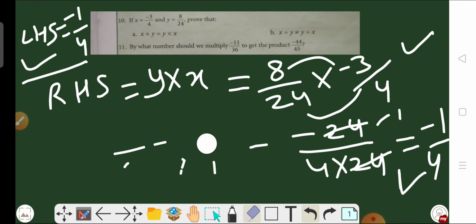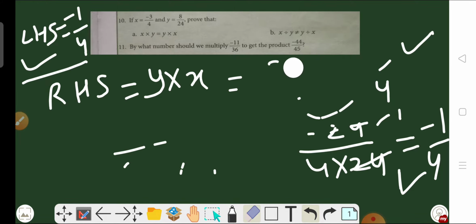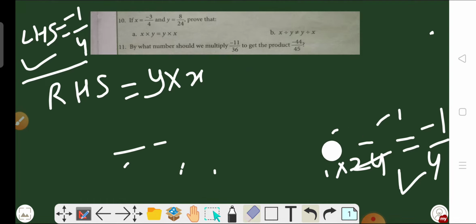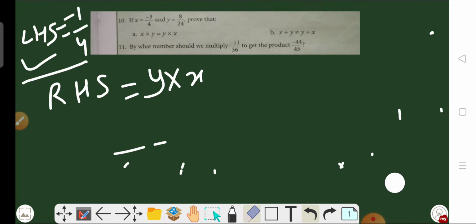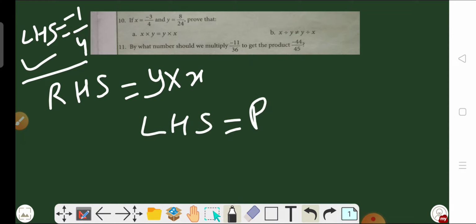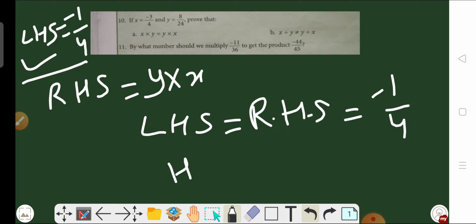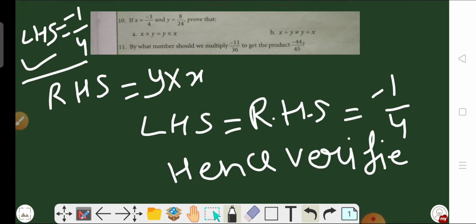our left hand side and right hand side both are the same, and we have verified the commutative property in case of multiplication. Okay, so this is your solution of the A part of the 10th question. So you can write left hand side is equal to right hand side and both are equal to minus 1 by 4. Hence verified.